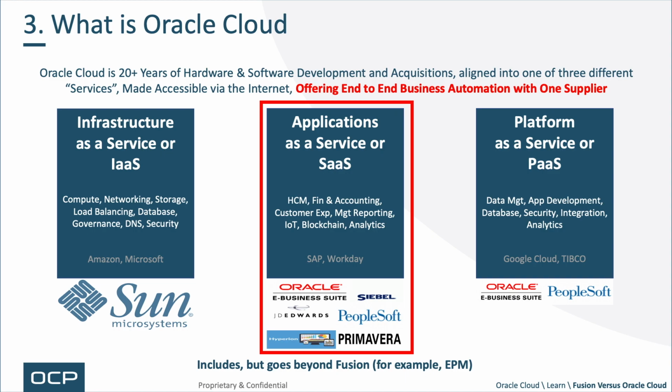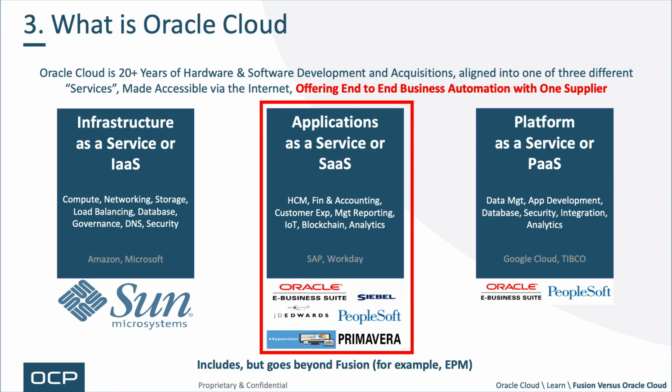So if that's Fusion and that's software as a service, what is Oracle Cloud? Well, essentially Oracle Cloud is 20 years of hardware and software development and acquisitions, all aligned into one of 3 different, quote unquote, services, right? Because that's how they're deployed or delivered. They're made accessible via the internet. And the idea here is they're now offering end-to-end business automation with one vendor or supplier. So left to right, first infrastructure as a service, that's boxes in the sky. So now you're competing with AWS, with Microsoft Azure.